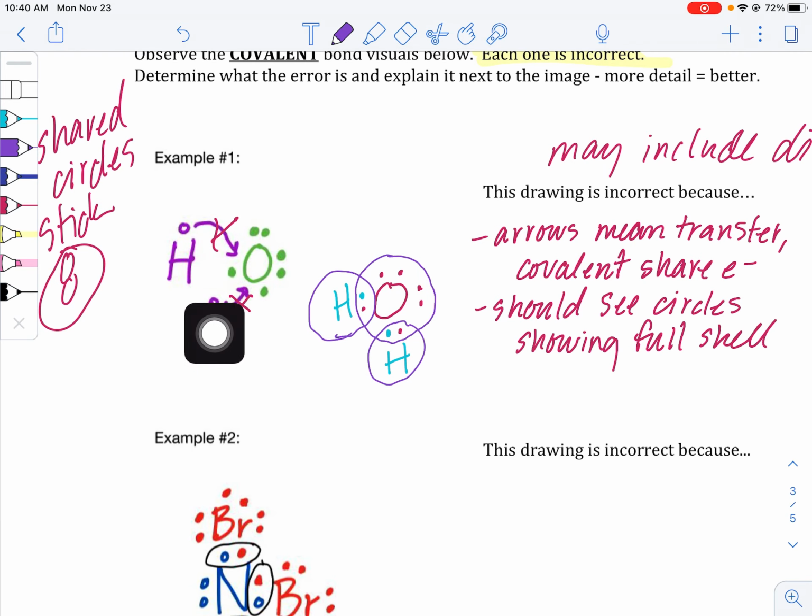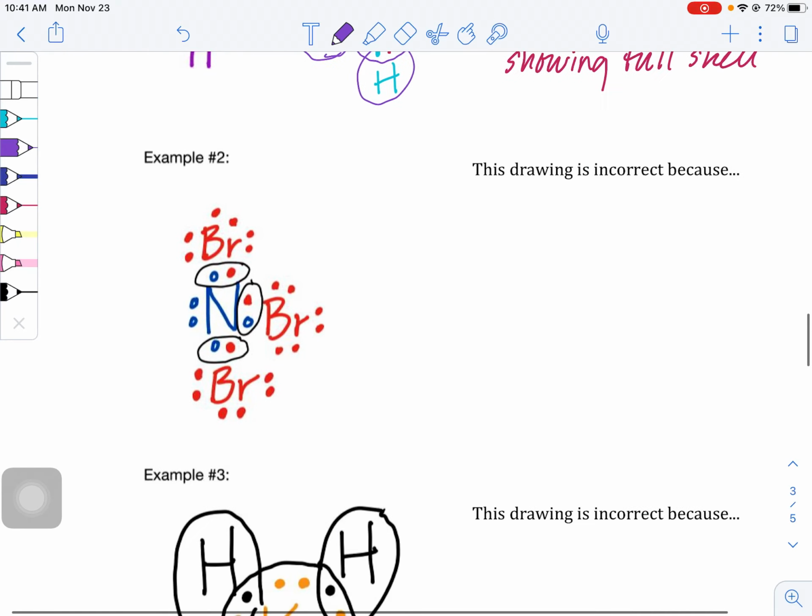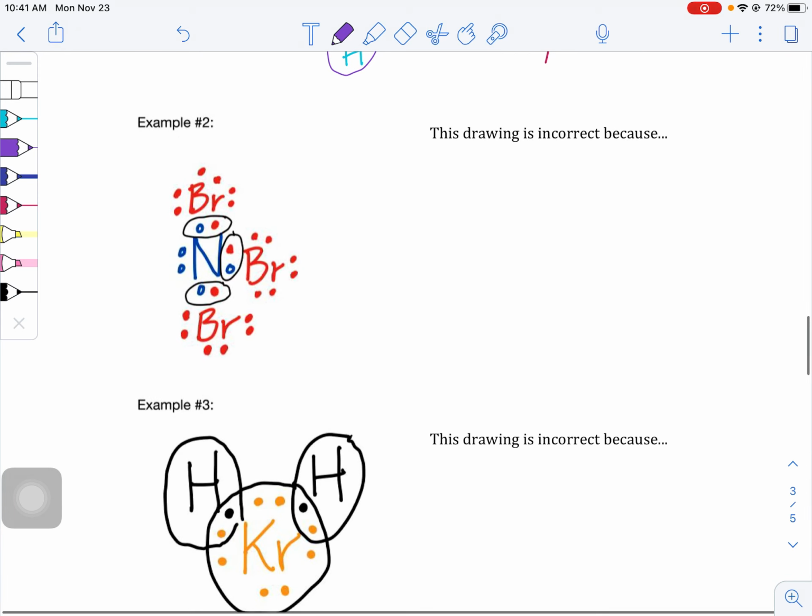What is wrong? Share what's wrong. What should it look like? If you'd like to help your explanation, you can certainly include the picture. Like we said, the more detail, the better it is. So you've got 2 other examples here to think about. What is incorrect in the diagram?